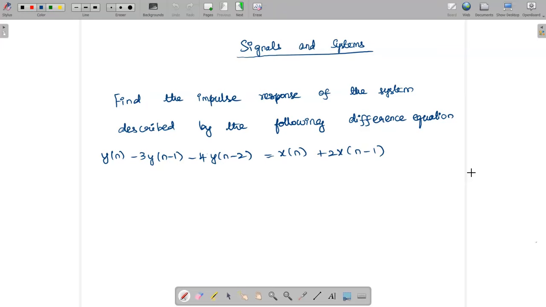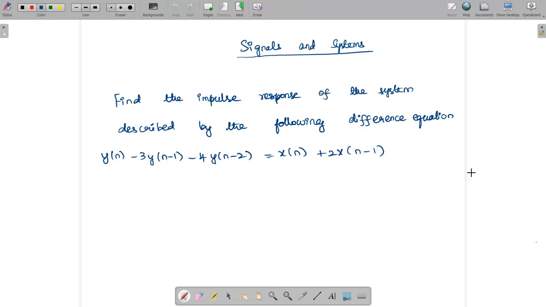Today we are going to find out the impulse response of the system described by the following difference equation. The difference equation is given by y of n minus 3 y of n minus 1 minus 4 y of n minus 2 is equal to x of n plus 2 x of n minus 1.